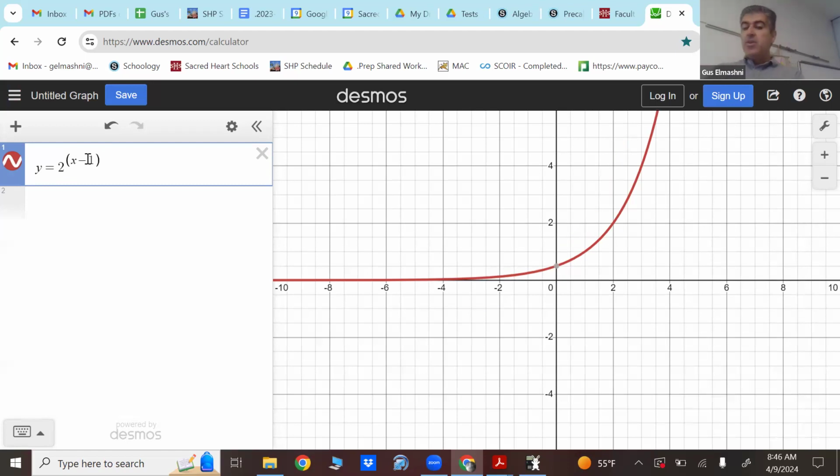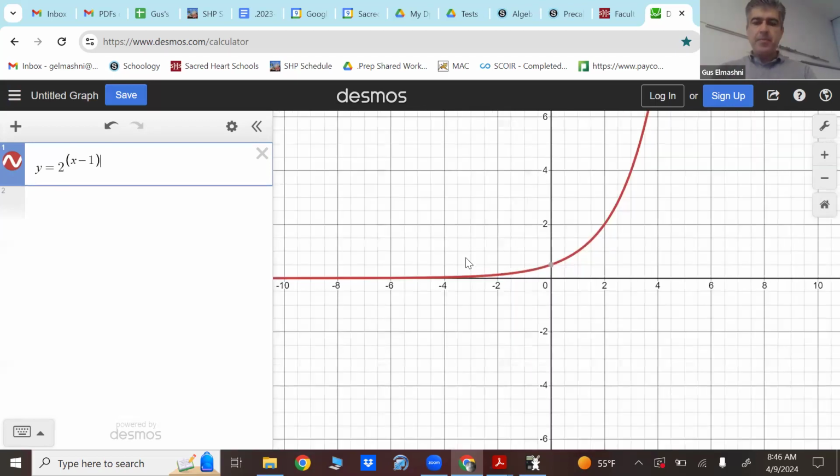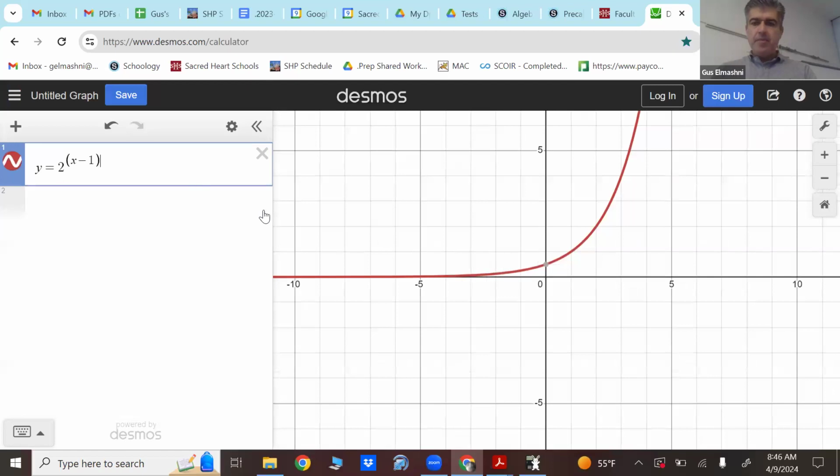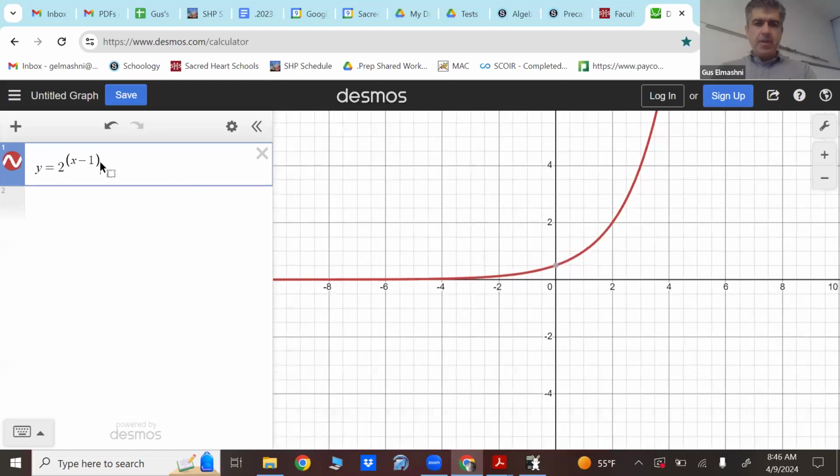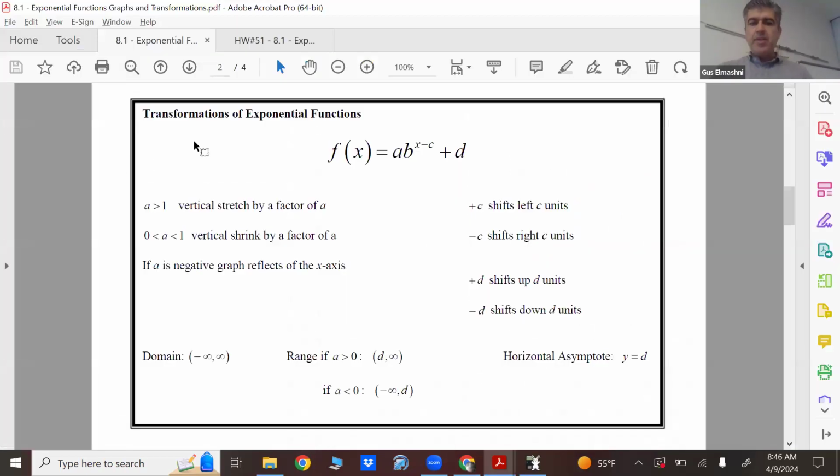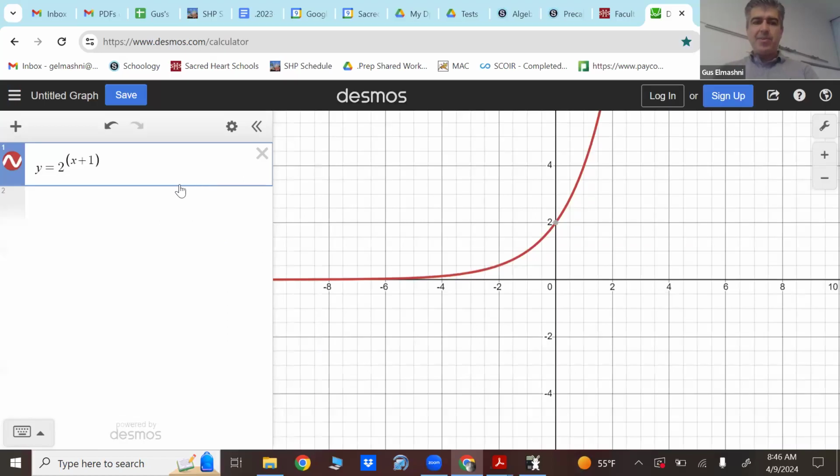Anyway, so it shifted 1 right. We had a point at 0, 1, now we have a point at 1, 1, right? So that's what's happening there. And of course, if I do +1, it went left 1. Then H does a stretch, and that's kind of hard to tell too sometimes.